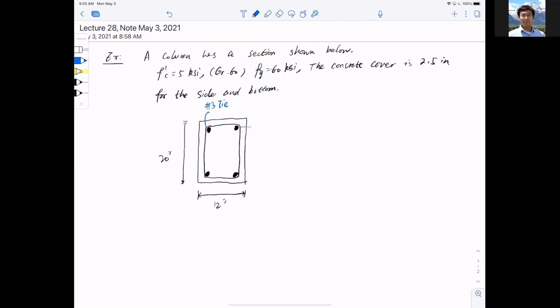So the cover that was mentioned in the example is 2.5 inch from the side to the center of the longitudinal rebar. So here we say that this is 4 number 10 bars. A little bit different. And now we have eccentricity, but we don't know that yet.